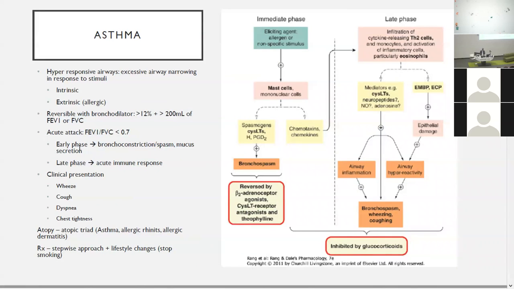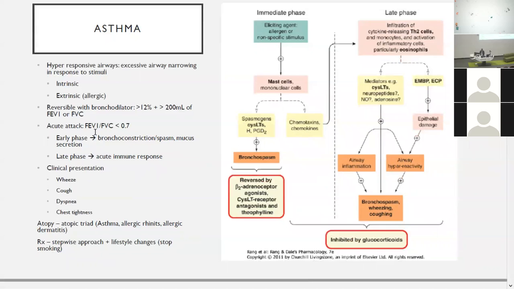They had a lot of asthma questions last year in the VIA, which I don't know why, but I guess it's a common condition. So remember this, and you can look at this diagram for what happens and all the different drugs that you use. Clinical presentation: wheeze, cough, dyspnea, chest tightness. If there's a history of atopy, definitely go with asthma.